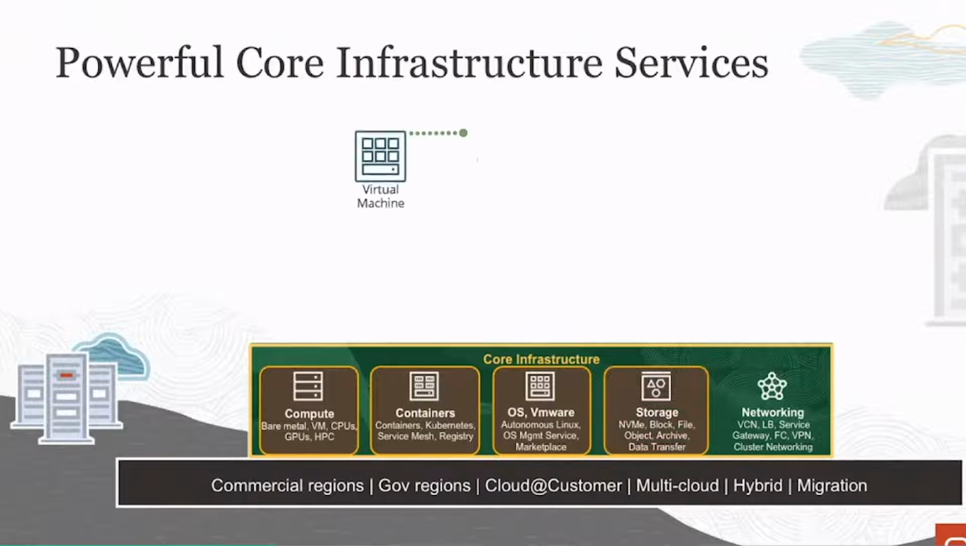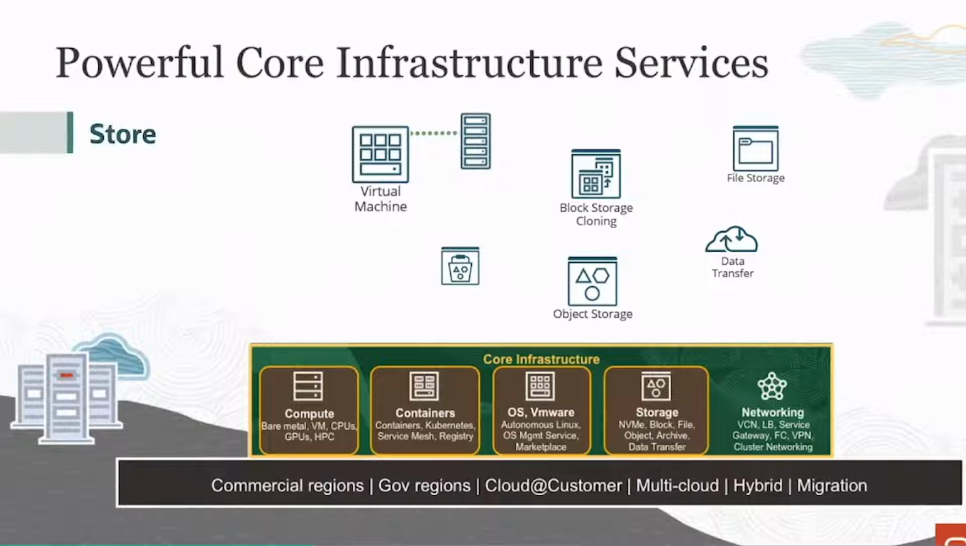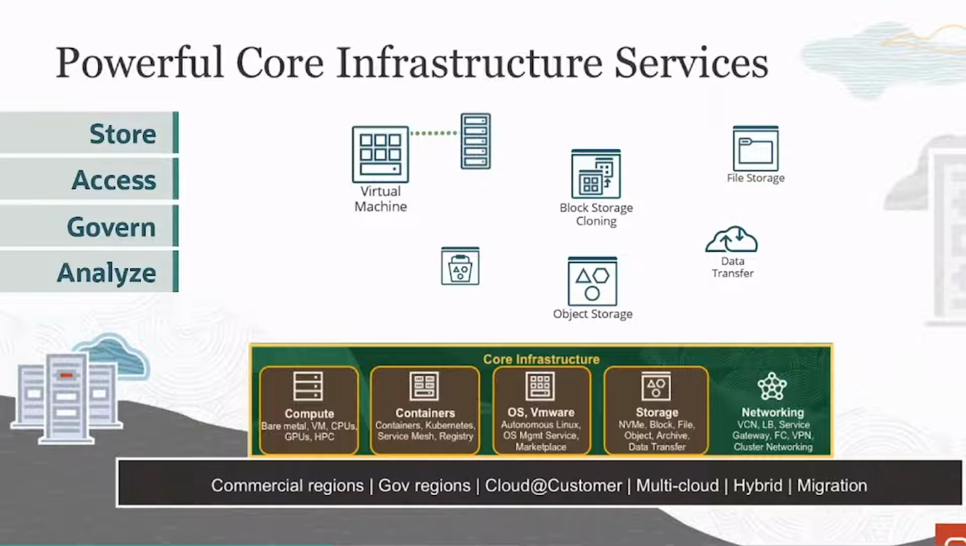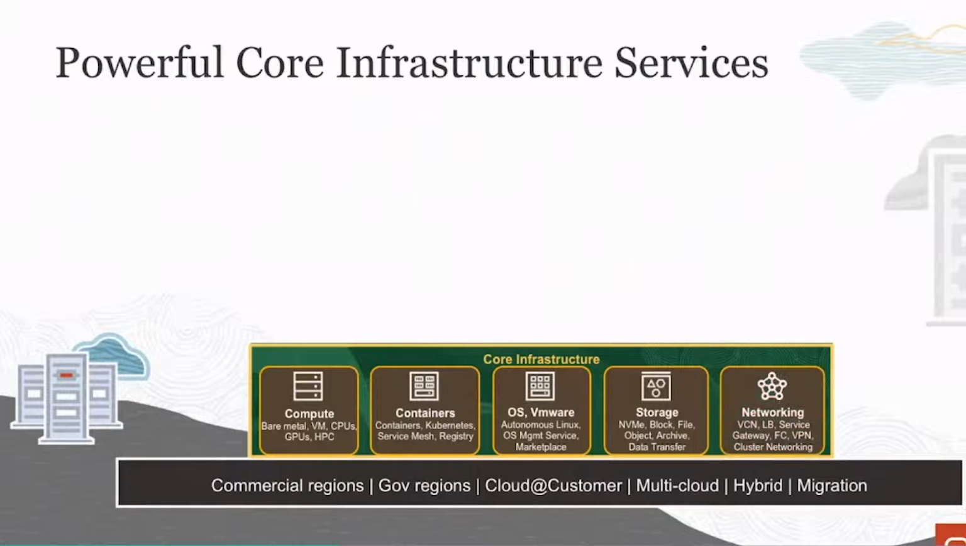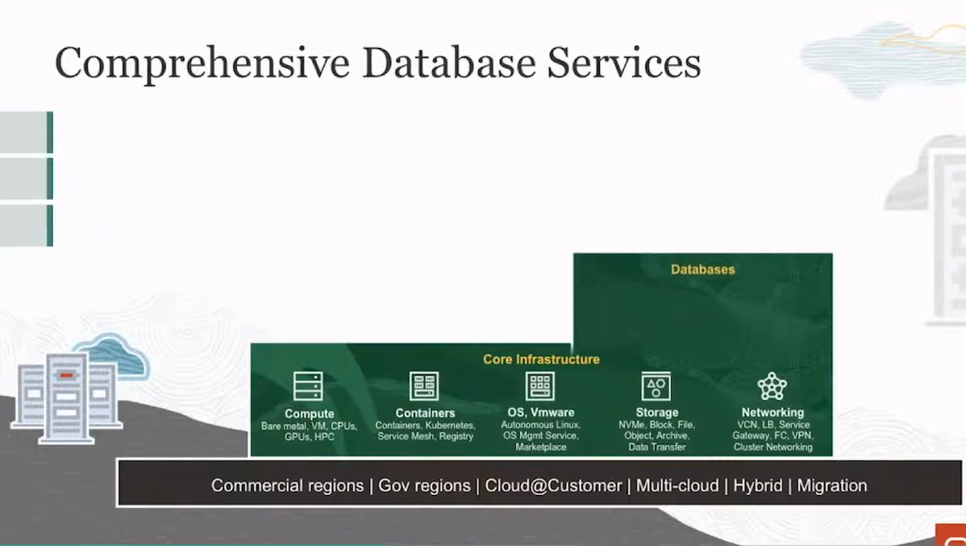These services are primarily for performing calculations, executing logic, and running applications. Cloud storage includes disks attached to virtual machines, file storage, object storage, archive storage, and data migration services. OCI offers a complete range of storage services for you to store, access, govern, and analyze your structured or unstructured data. Networking features let you set up software-defined private networks in Oracle Cloud. OCI provides the broadest and deepest set of networking services with the highest reliability, most security features, and highest performance.